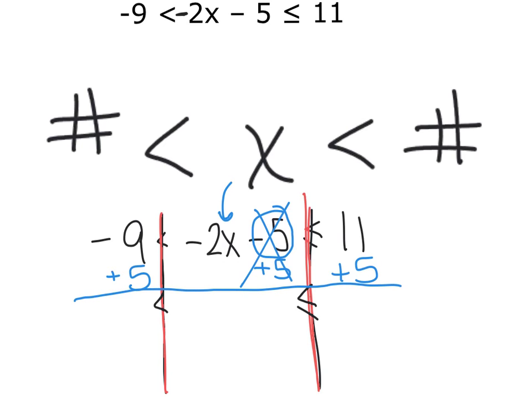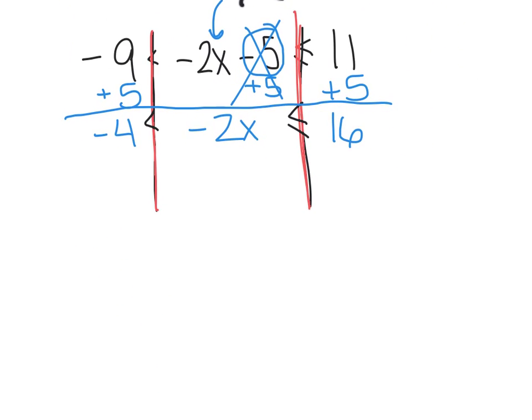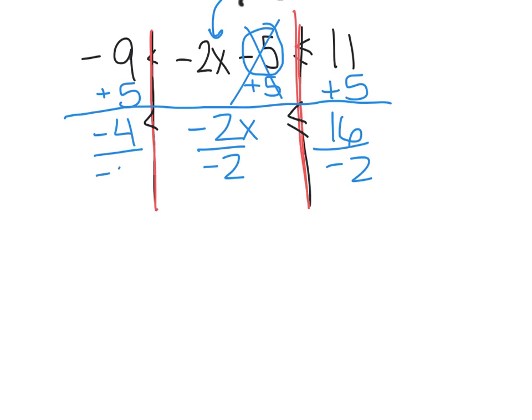All right, so now in my center, I've got negative 2x. And then on this side on the left, I've got negative 9 plus 5. Negative 9 plus 5 is negative 4. And then on the right here, I've got 11 plus 5, which is 16. Okay, so now I need to divide. All right, so I'm dividing by negative 2. Divide by negative 2 on the right, and also divide by negative 2 on the left.